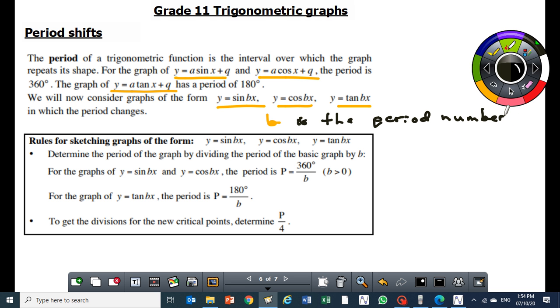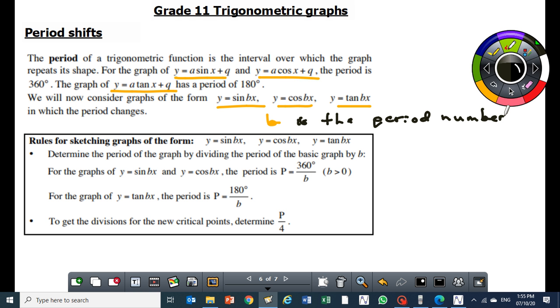That b tells you how many sine, cosine, and tan curves can fit within a domain of 0 to 360. I'm going to repeat that. The b tells you how many sine, cosine, tangent curves can fit within an interval of 0 to 360. If 2 curves can fit, then b will be 2. If only 1 can fit, then b will be 1, which was the grade 10 scenario. In grade 10, the b was always equal to 1. That's why from 0 to 360, only 1 sine or cosine curve would fit.